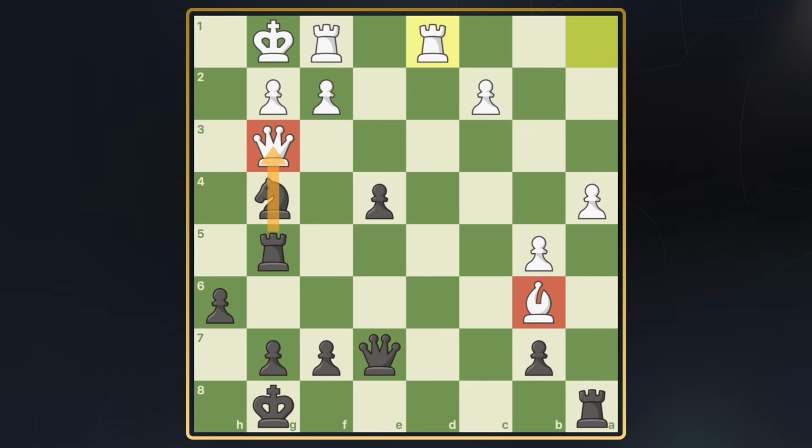Alright, now the candidate moves. The ones that stand out the most are the moves tied to this discovered attack, like knight to e5 is a candidate move, knight to e3 is another, and knight to f2 too. Remember, for now I'm not calculating anything.